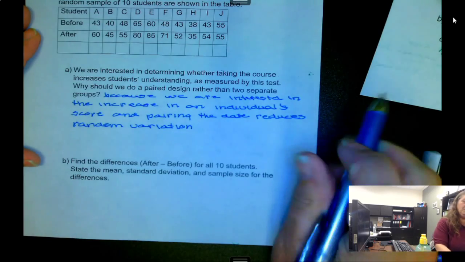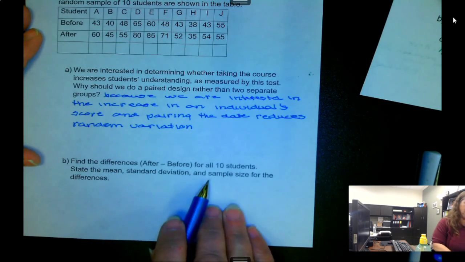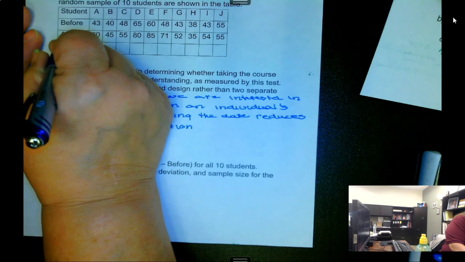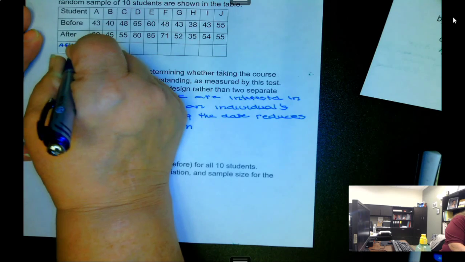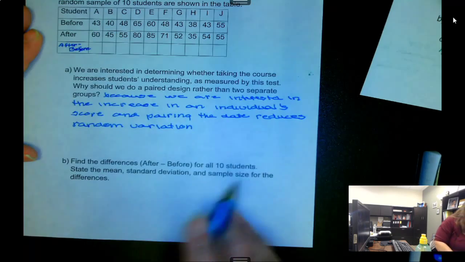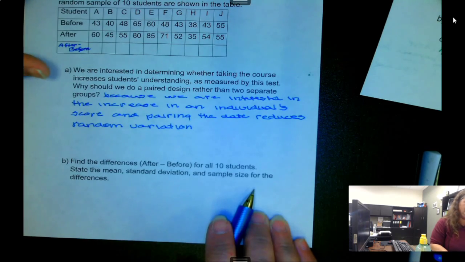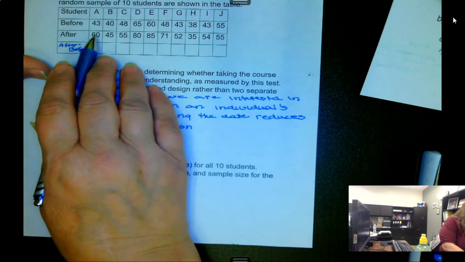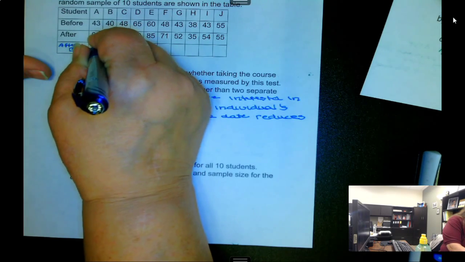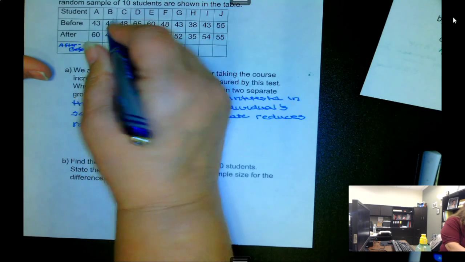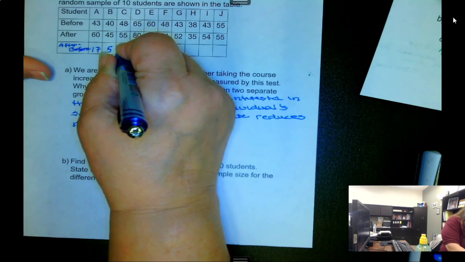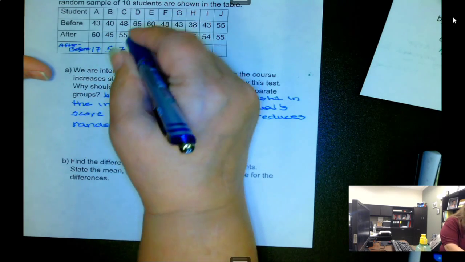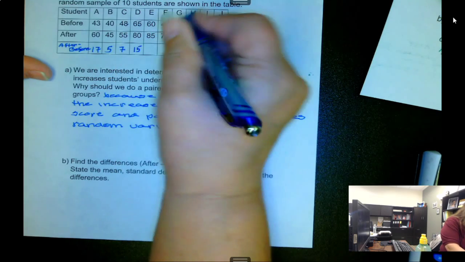So the next question, we want to find the differences, after minus before, for all 10 students. So I left a row here for you to write the differences and then find the mean, standard deviation, and sample size for the differences. So we're taking after minus before, so 60 minus 43 is 17. 45 minus 40 is 5. 55 minus 48 is 7. 80 minus 65 is 15.